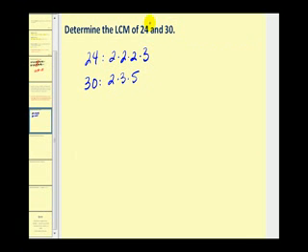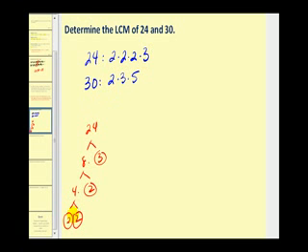Again, if I lost you here, the way you could obtain the prime factorization would be to take one of the numbers and make a prime factorization tree. 24 is 8 times 3, 3 is prime. 8 would be 4 times 2, 2 is prime. 4 is 2 times 2. So the prime factorization is 2 times 2 times 2 times 3. And we could do the same for 30.